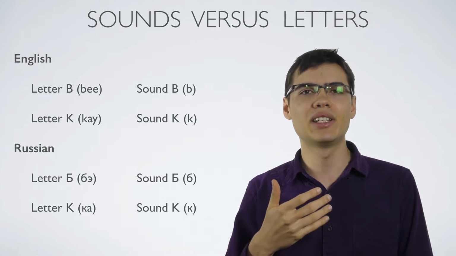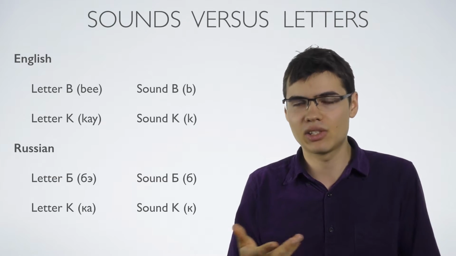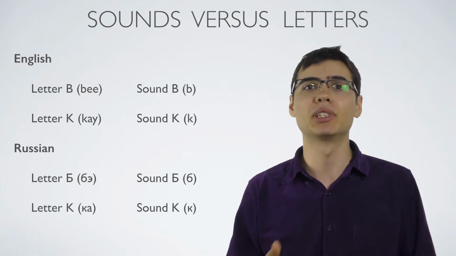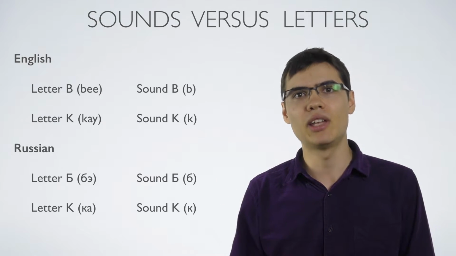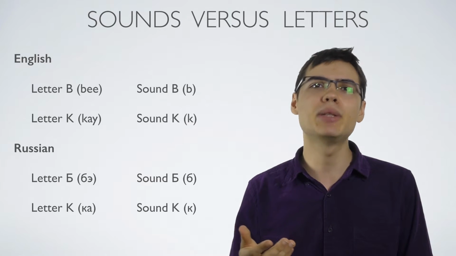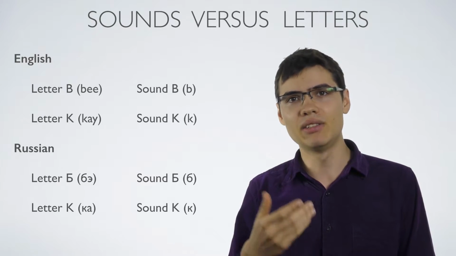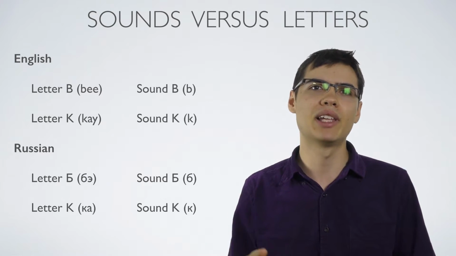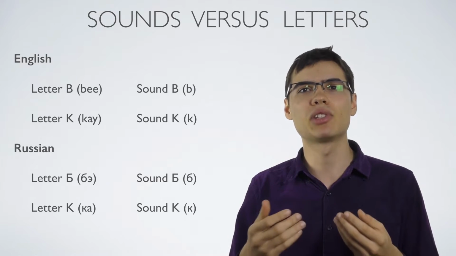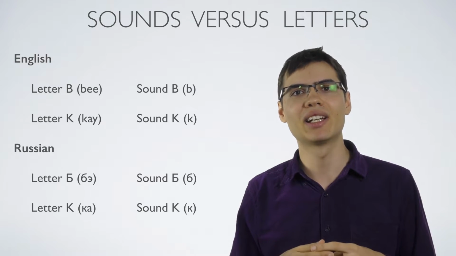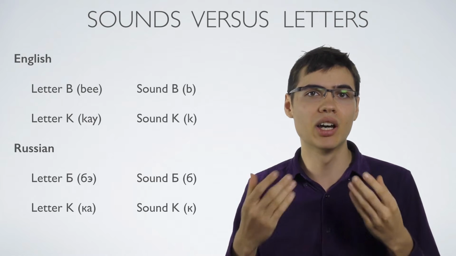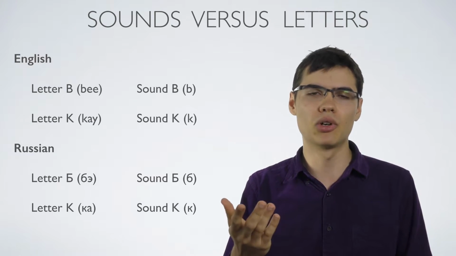So you could have the letter in English, like the letter B, and you say it like the letter B, but the sound it makes is B. And you can have the letter K, but the sound it makes is K. And in Russian, same sort of principle, you can have the letter B, and the sound it makes is B. Or you can have the letter K, and the sound it makes is K. So it's the same sort of process.